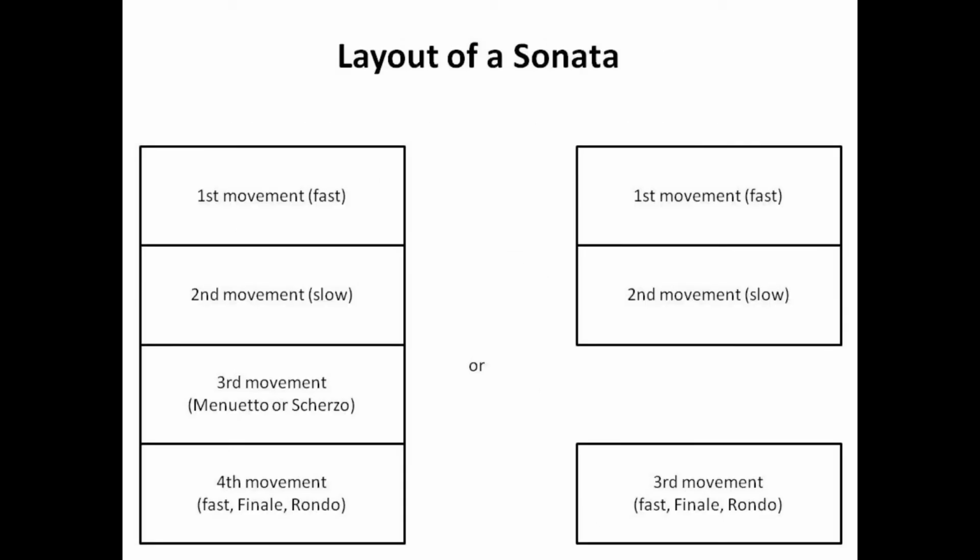Now let's have a brief look on the layout of a sonata. A sonata can have 3 or 4 movements. The first movement is usually fast, like allegro, the second slow, like adagio or andante. And the last movement can be a finale or rondo and is either very fast, presto, or moderately fast, allegretto. In case of a sonata with 4 movements, between the slow and the final movement there is a menuetto or, as preferred by Beethoven, a scherzo.